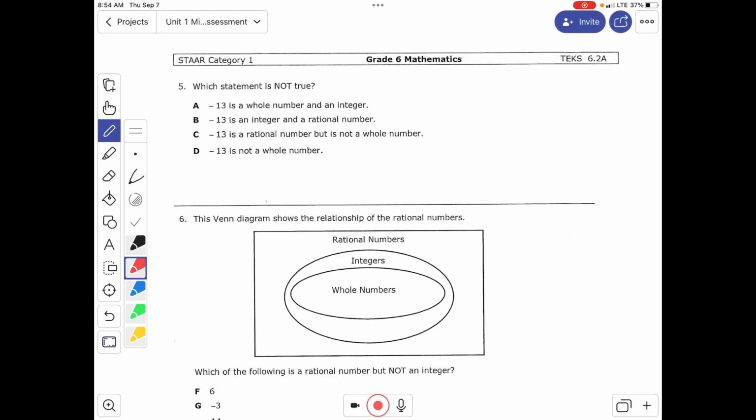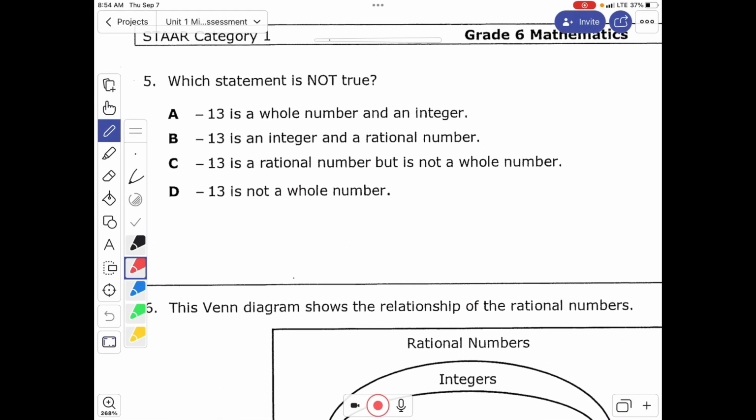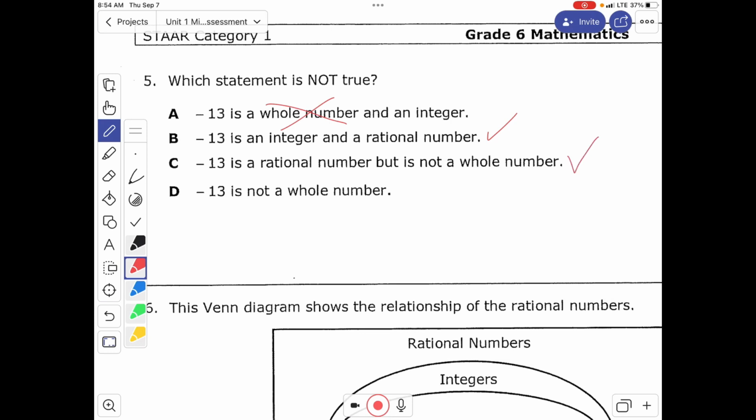Number 5, which statement is not true? -13 is a whole number and an integer. Well, -13 is not a whole number. -13 is an integer and a rational. -13 is a rational number, but not a whole. -13 is not a whole number. So that makes it answer A.